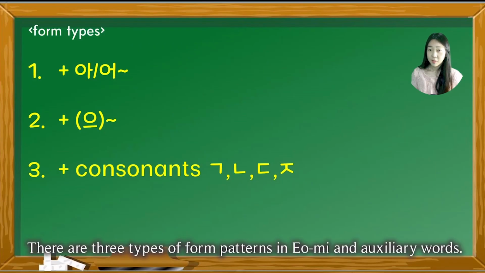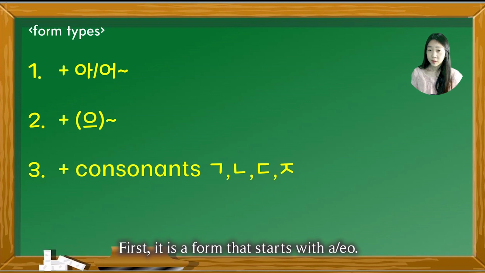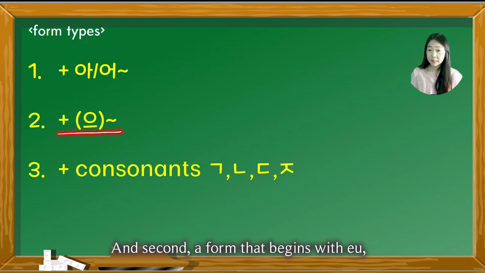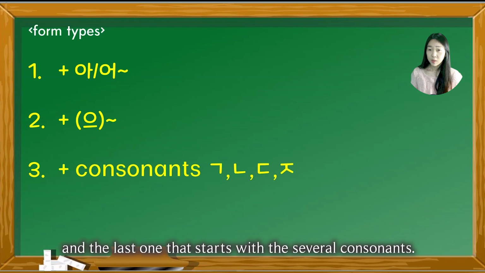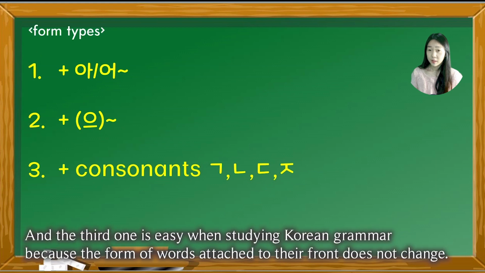There are three types of form patterns in 어미 and 보조용언 that are combined with the vocabulary or other expressions. First, it is a form that starts with 어. And second, a form that begins with 으. And the last one that starts with several consonants. The numbers of the first and the second ones are much more than the third. And the third one is easy when studying Korean grammar because the form of words attached to their front does not change.